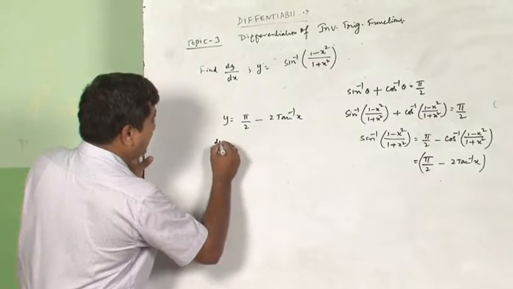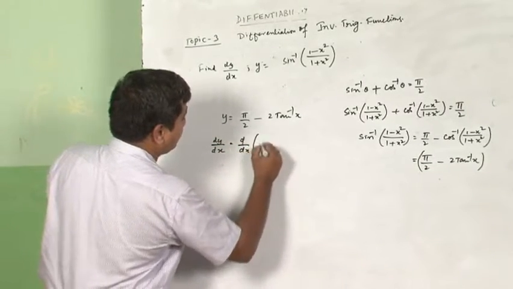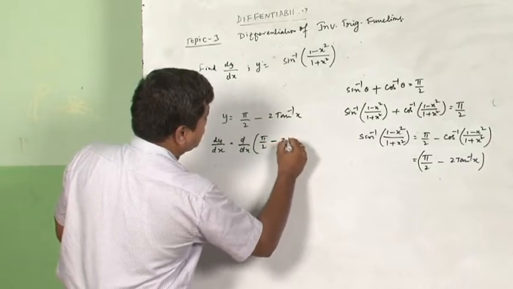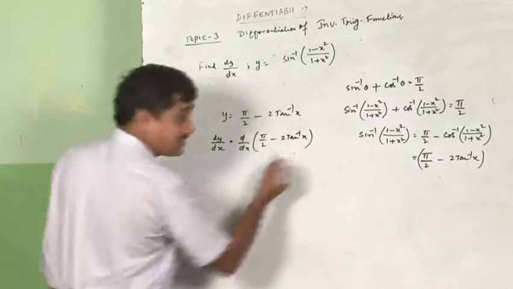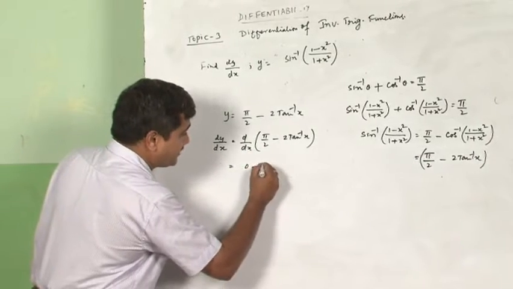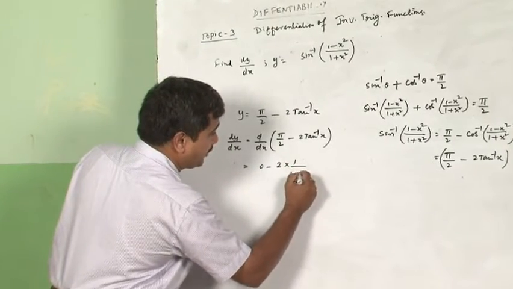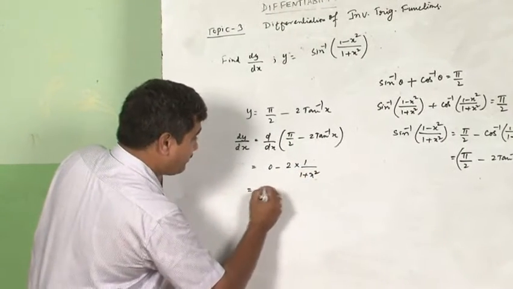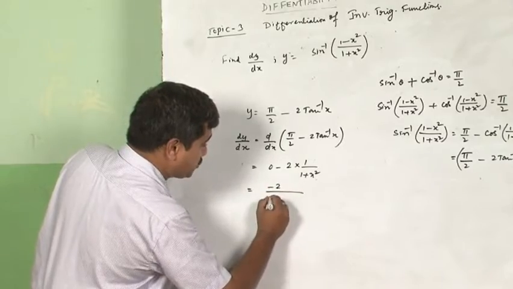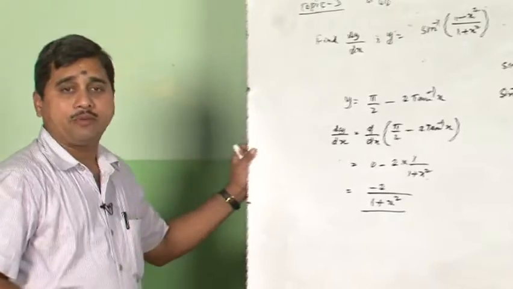So I will find dy by dx, that is d by dx of pi by 2 minus 2 tan inverse x. Differentiating pi by 2 is 0, minus 2 into differentiating tan inverse x, which is 1 upon 1 plus x square, resulting in minus 2 upon 1 plus x square. Imagine the time that I have spent on this.